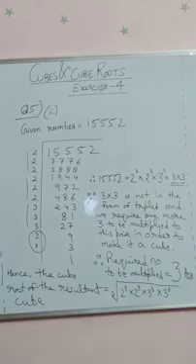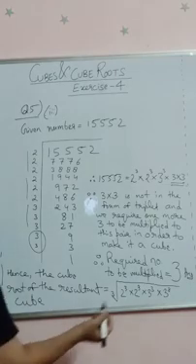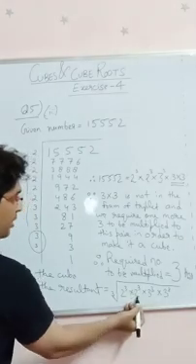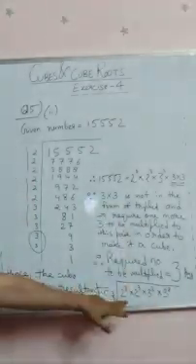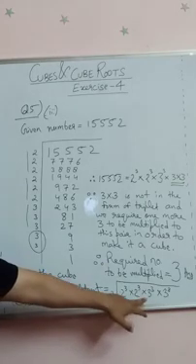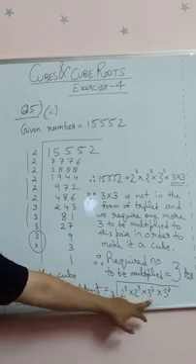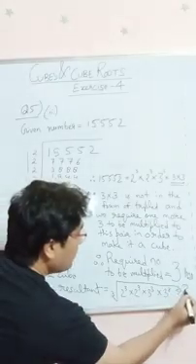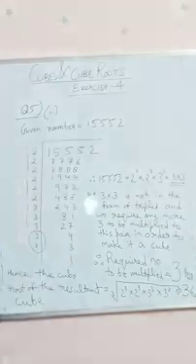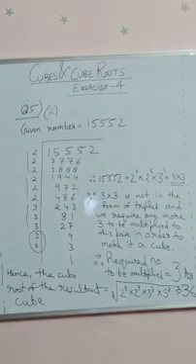So what will be the answer? The answer would be 2 taken from here, 2 taken from here, 1 3 comes from here and 1 3 comes from here. So 2 into 2 is 4, 4 into 3 is 12, 12 into 3 is 36. So my final answer would be 36, and that completes the question.